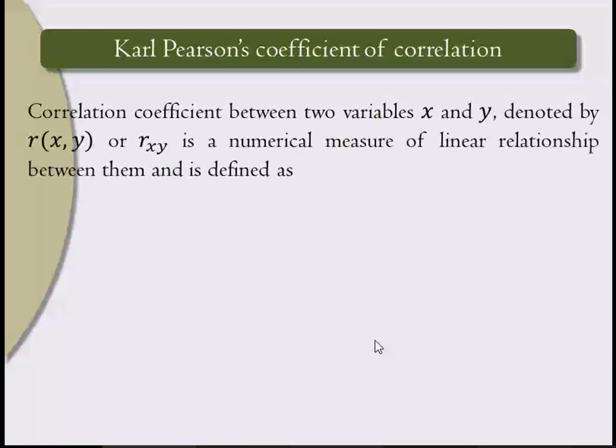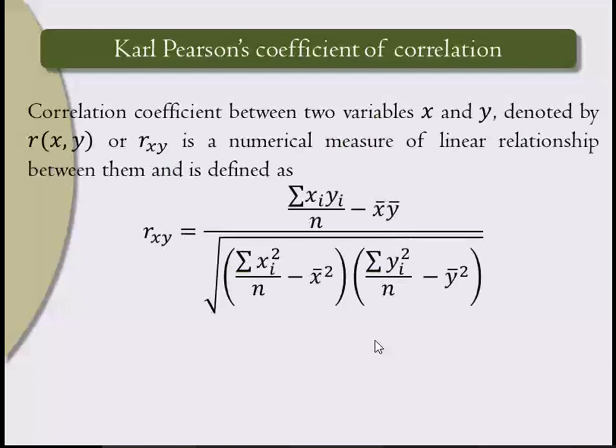It is denoted by Rxy or R suffix xy, and the formula is summation xi yi divided by n minus x bar into y bar, divided by the square root of summation xi square divided by n minus x bar square, into summation yi square divided by n minus y bar square. Okay, so this is a standard formula for checking the relation between the two variables or finding the correlation.